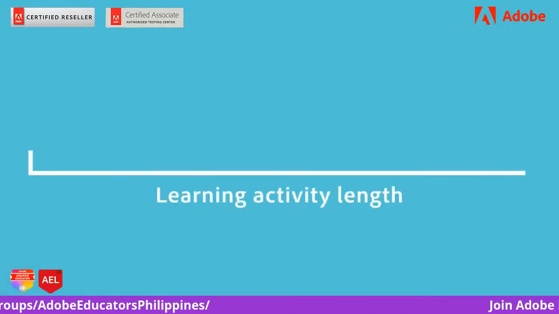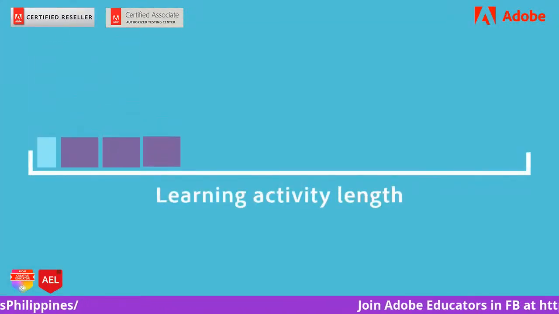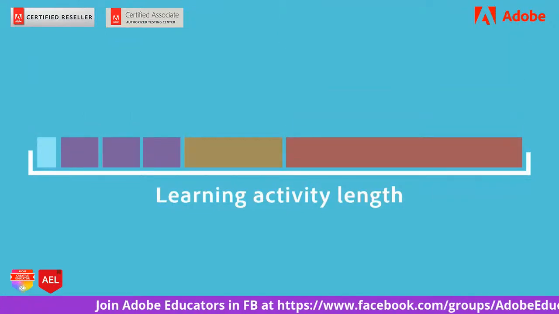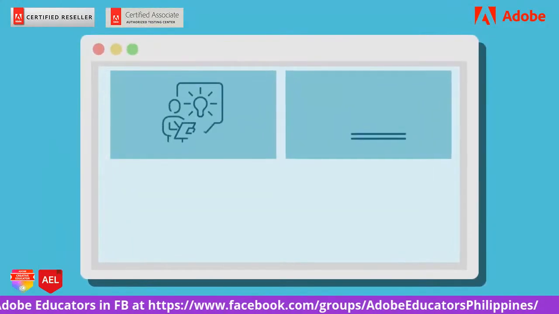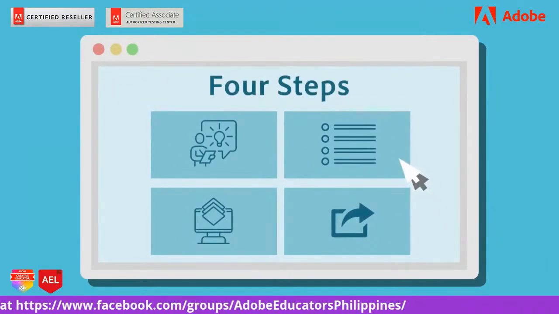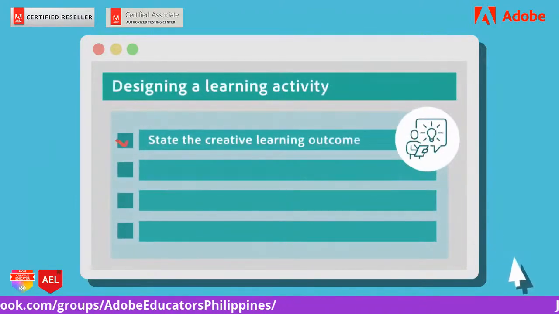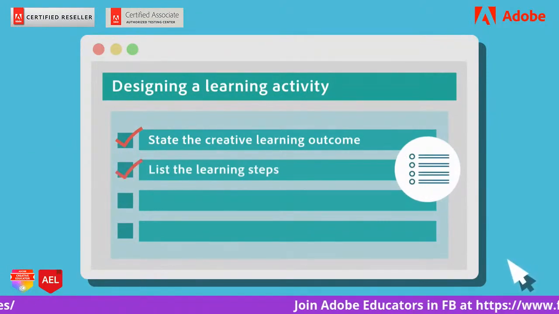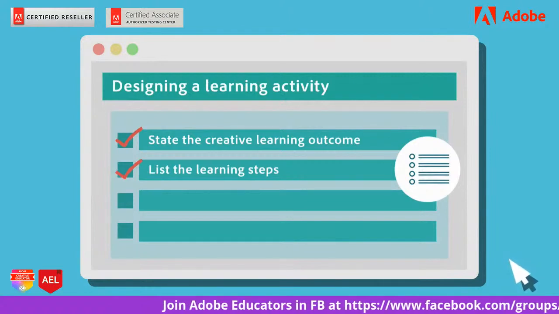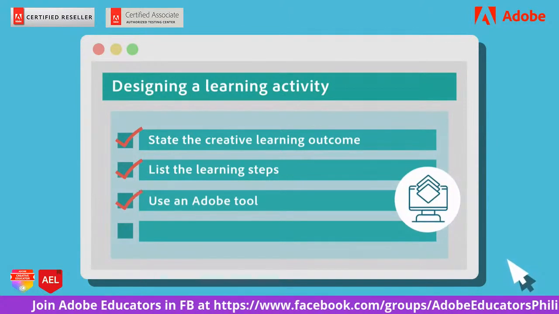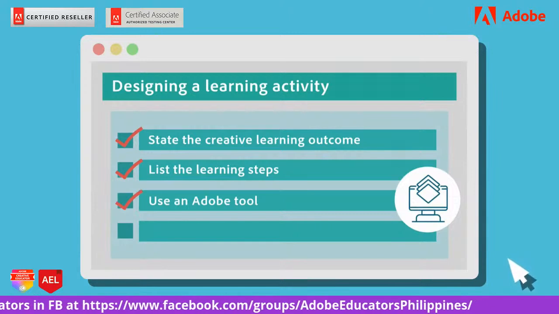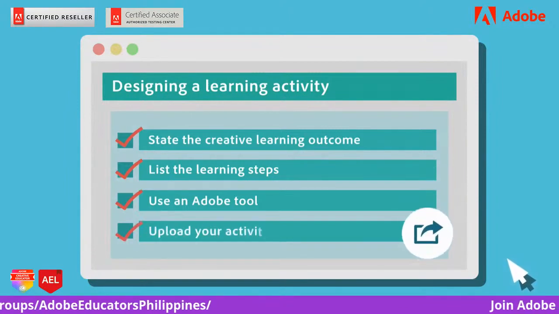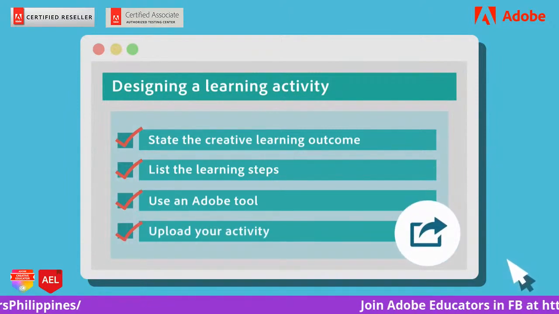Your learning activity can be any length, from a short activity to a multi-day lesson, unit, or full curriculum, whatever is most timely and relevant for your teaching. Regardless of the size, type, or format of the learning activity you're designing, ensure you incorporate these four steps. Clearly state the creative learning outcome. List the learning steps, sequencing, and guidance students will need to be successful, including opportunities for personalization, feedback, and sharing. Use an Adobe tool to enhance learning and accessibility, including any steps, guidance, or materials your students may need to learn the tool. Finally, be sure to upload your activity as a teaching resource on the Adobe Education Exchange.